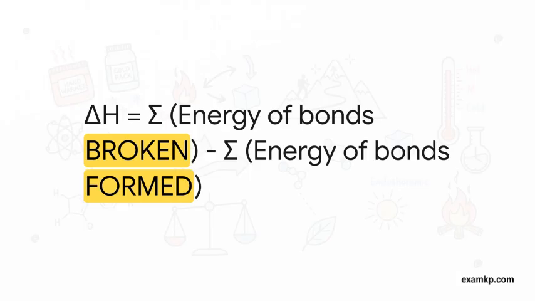A chemical reaction is really just two things happening. You break old bonds, and you form new ones. That's it. So the total energy change is just the energy you had to spend to break all the old bonds, minus the energy you get back when all the new ones form.